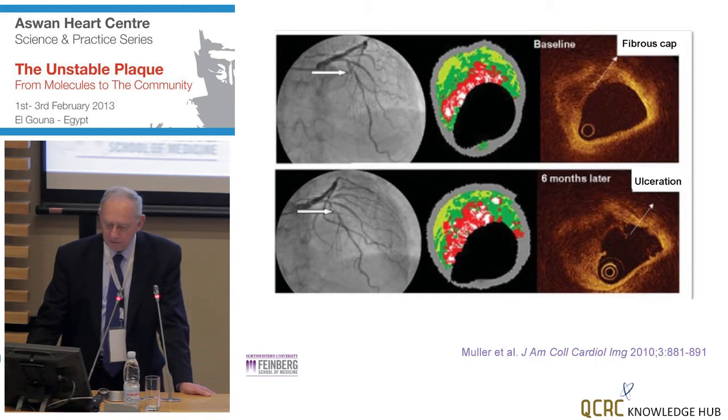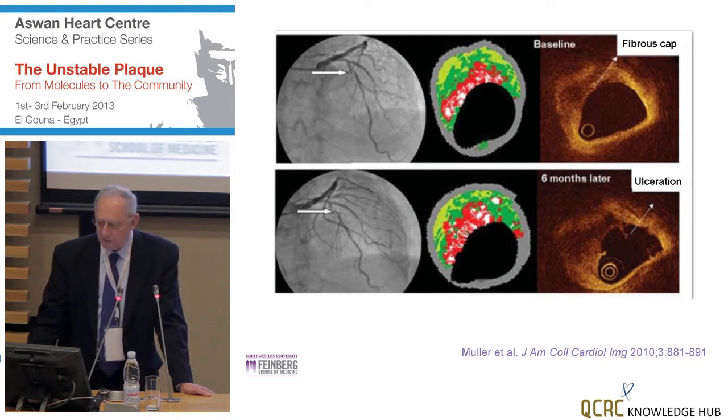And so here's a patient studied by Dr. Mueller at 2 points in time. Baseline showing a thin fibrous cap, lots of necrotic debris. 6 months later, rupture of the plaque, and rupture, ulceration of the thin fibrous cap. More necrotic debris on intravascular ultrasound. But here we see how the cap itself has ruptured.